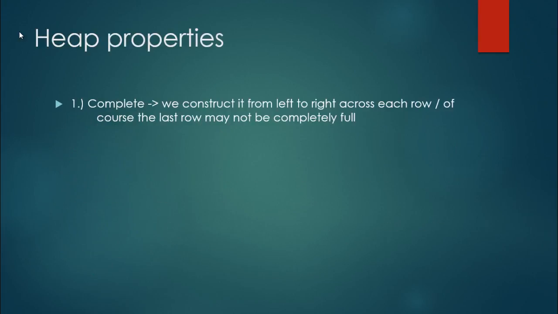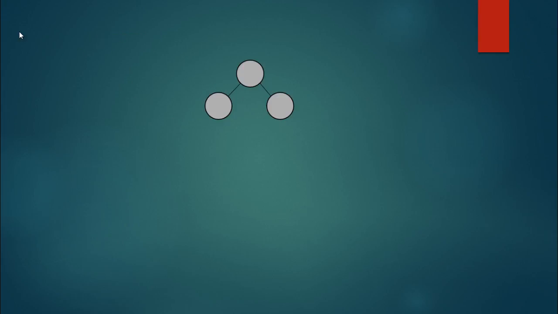Okay. So there are two main heap properties. First, that it is complete. We construct it from left to right across each row. And of course, the last row may not be completely full. So for example, we have a heap already constructed like this, and we want to insert the next node. We have to do it this way.